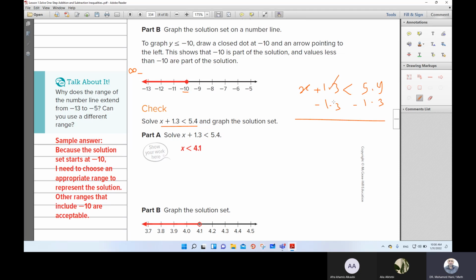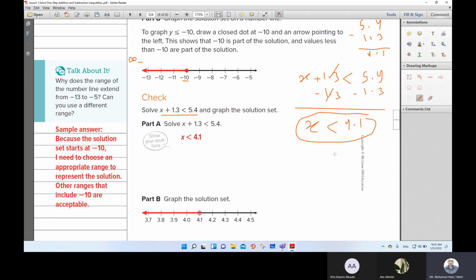Plus 1.3 and negative 1.3 will be 0. Great. Remains x less than 5.4 minus 1.3. 5.4 minus 1.3. 4 minus 3, 1. And 5 minus 1, 4. So the answer will be 4.1. This is the solution of this inequality.